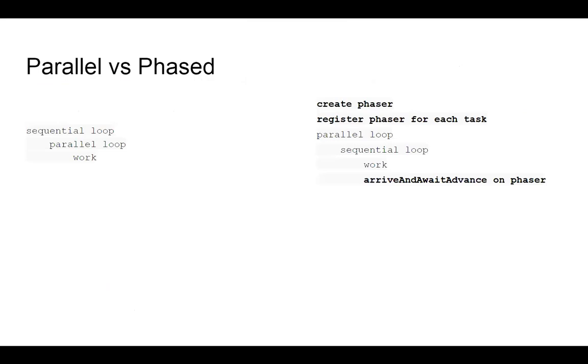And again, just to talk about this really quickly, there's the normal parallel version, which is just I have a sequential for loop on the outside and each iteration of that loop can be done in parallel. We can transform that into a phased version of it by simply flipping this inside out. We create a phaser, register the phaser, we bulk register each task with that phaser, and then we say arrive and await advance at each iteration of this sequential for loop.